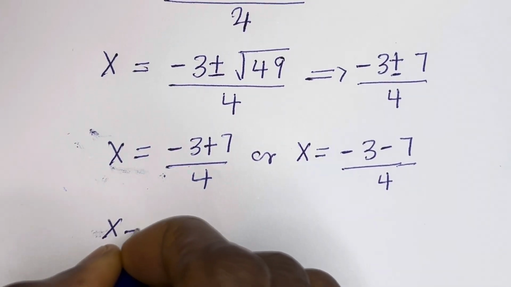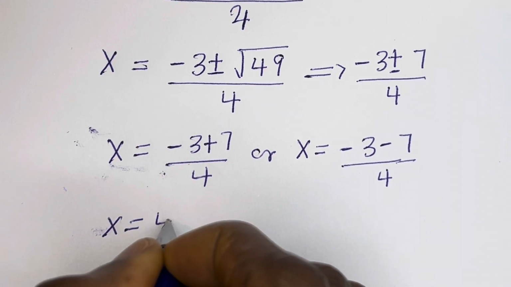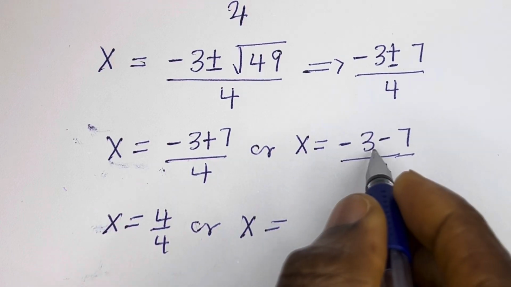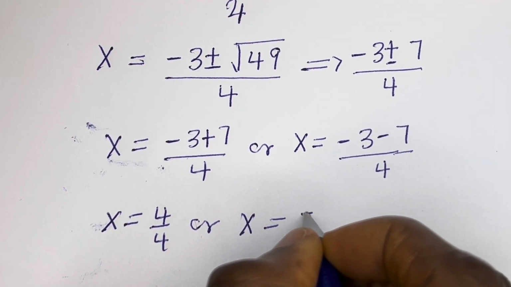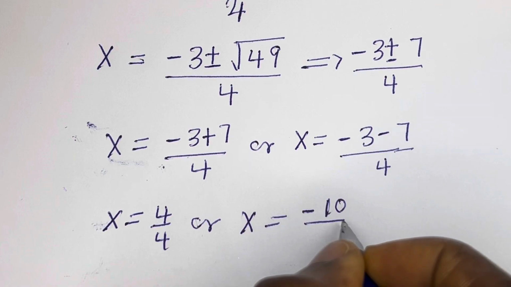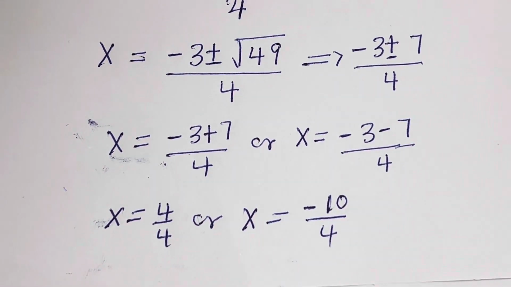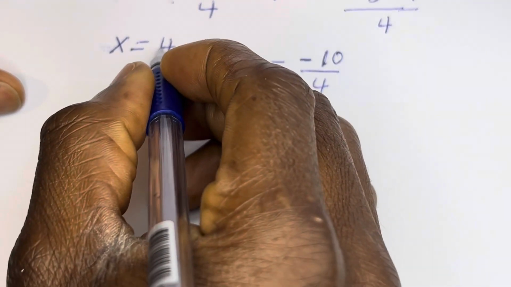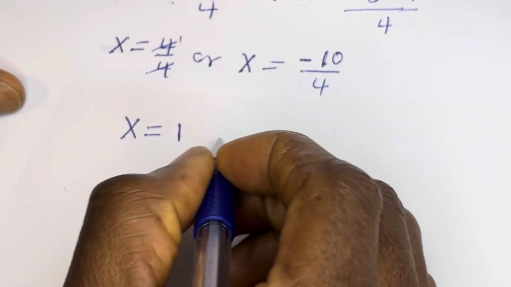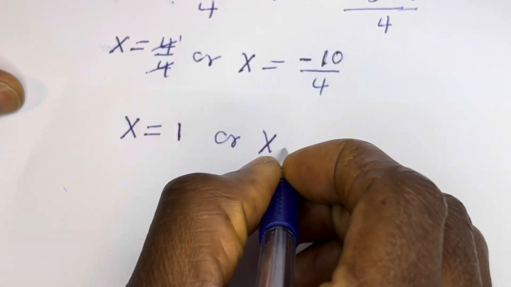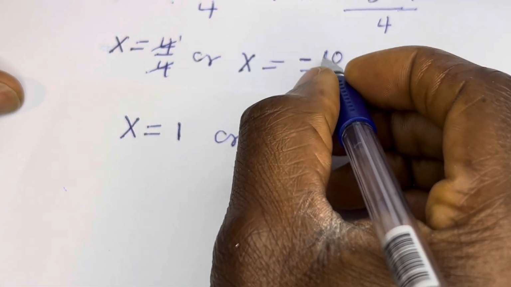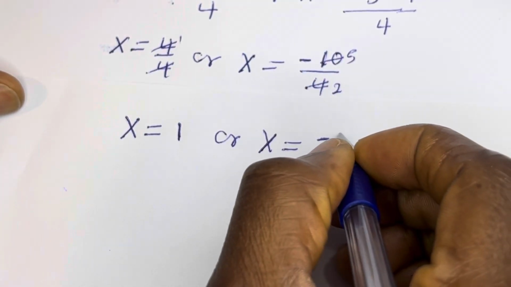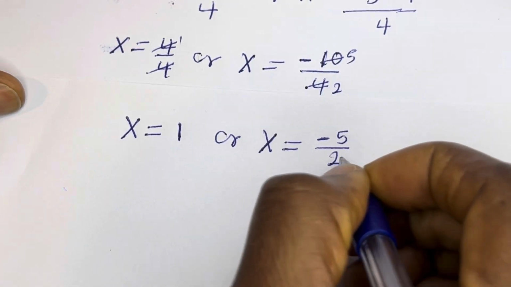Now, s is equal to minus 3 plus 7, that is 4 divided by 4, or s is equal to minus 3 minus 7, that is minus 10 divided by 4. s is equal to 4 divided by 4, which is 1, or s is equal to minus 10 divided by 4, which reduces to minus 5 divided by 2.